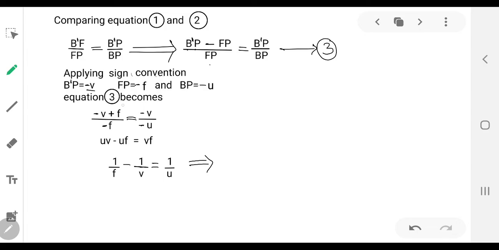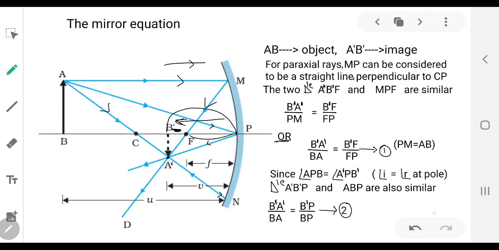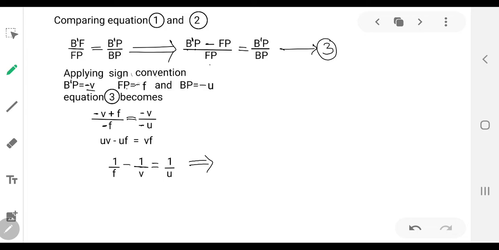FP, from the principal focus to the pole. So we have to measure from the pole to the principal axis. Look at the direction of the measurement. Again it is opposite to the direction of the incident ray. So PF is focal length F, but as we are measuring it opposite to the incident ray, it becomes negative.